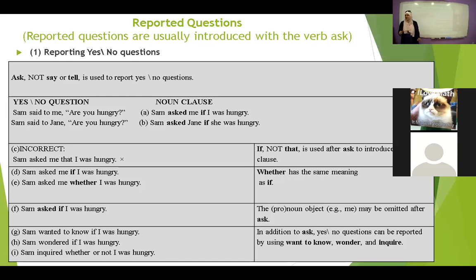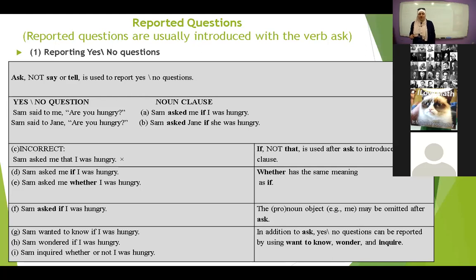Was. Teacher, if here it's optional like that? No, it's not optional. But the pronoun me is optional. Okay. So you can say Sam asked me if I was hungry, and you can say Sam asked if I was hungry. So me, she asked me, I can delete me and it will be correct.